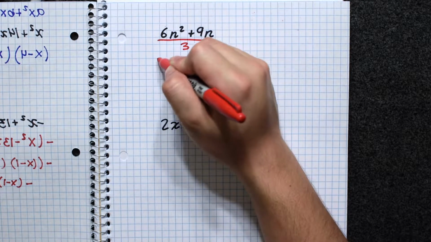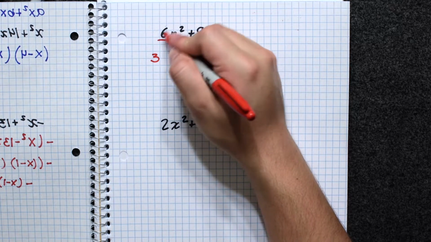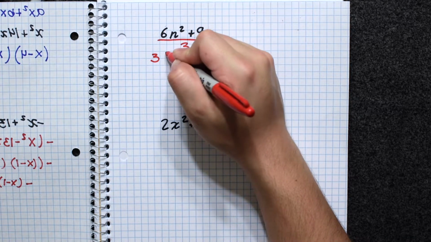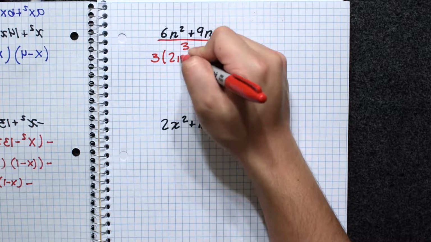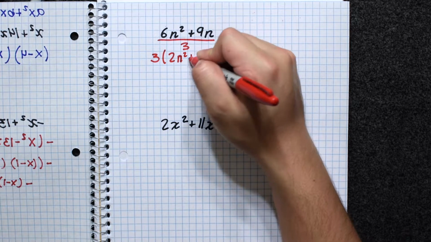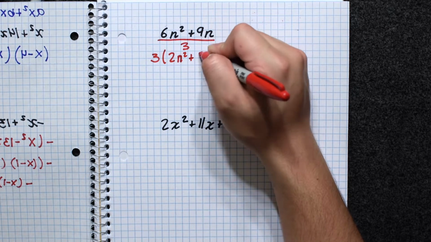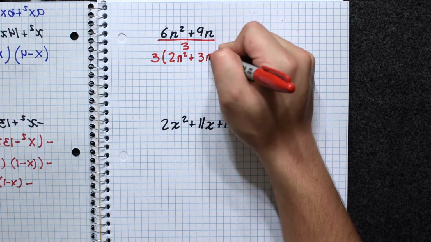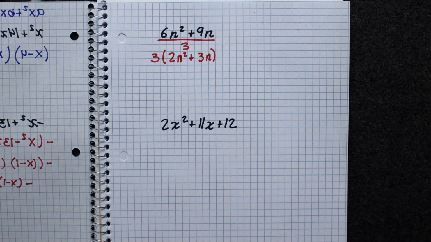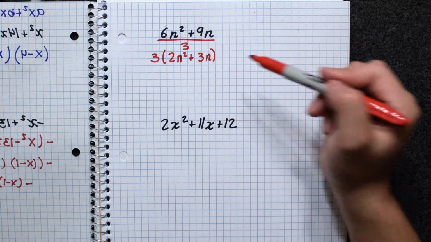When I do that, I'm going to put my 3 on the outside like so. I'm going to take, okay, this right here is going to be 6 divided by 3. That gives me 2n squared plus, and that's going to give me 3n, right? Okay, now that looks alright, but is there anything else that all of this is divisible by?